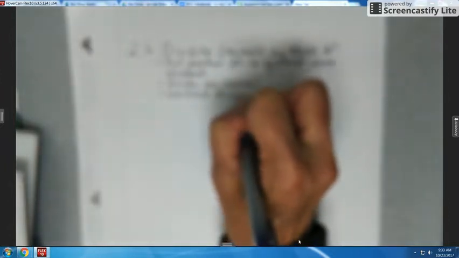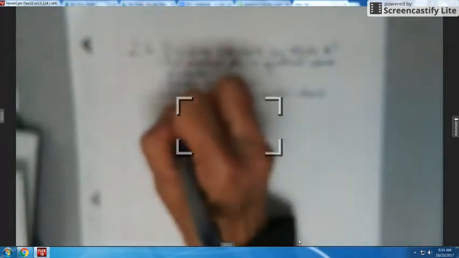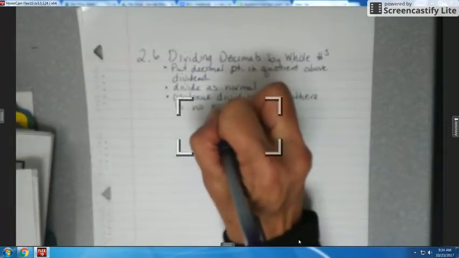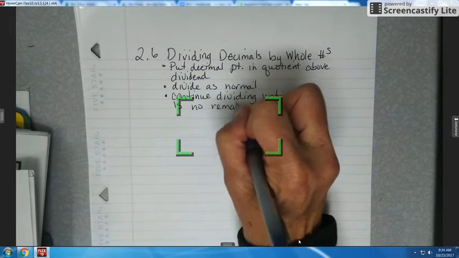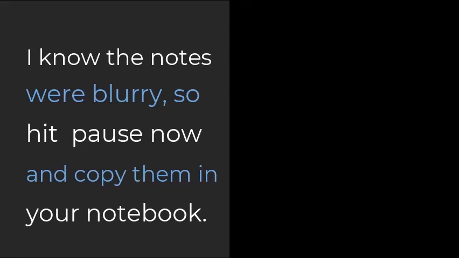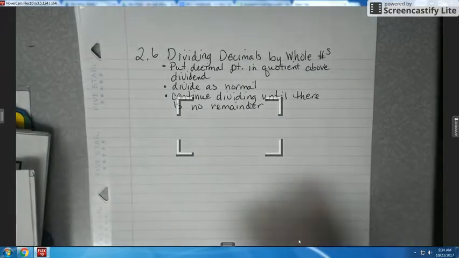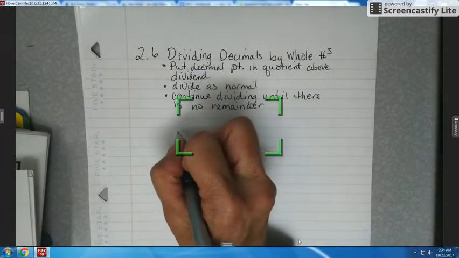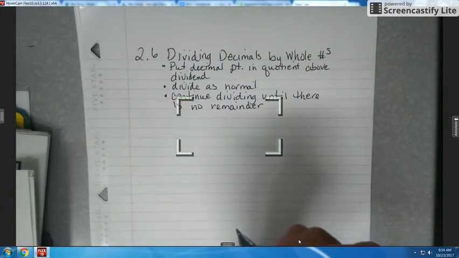You continue, this might be a new concept for some of you. You continue dividing until there is no remainder. So no more remainder or R after your answer. So if we look at, you can stop the video if you need to write those 3 points down.